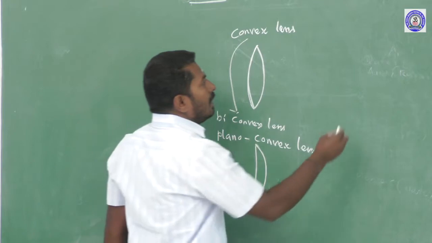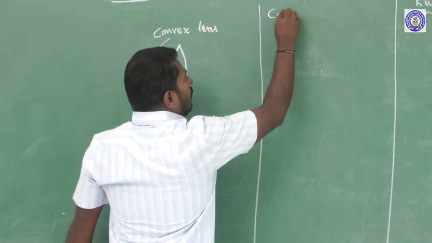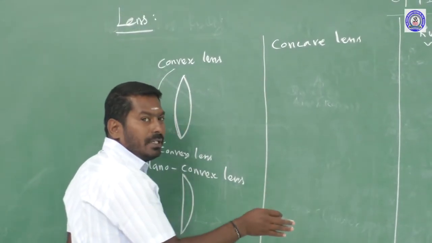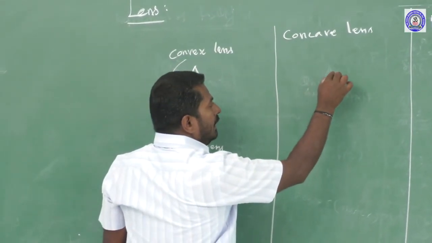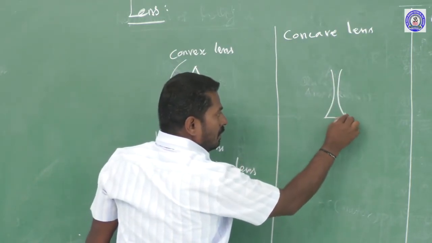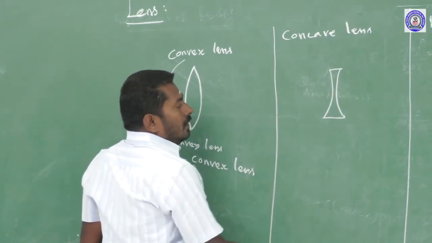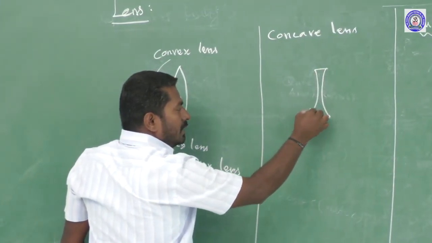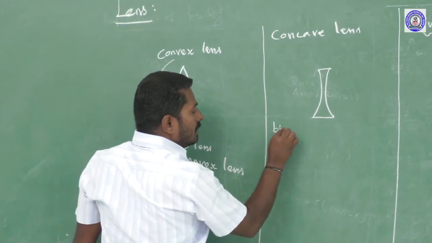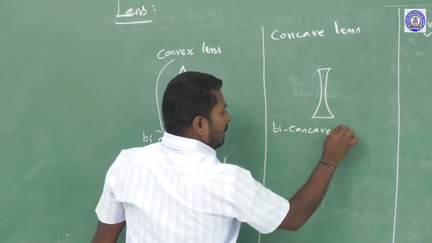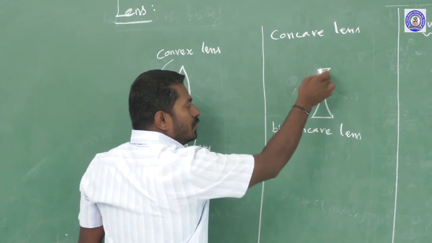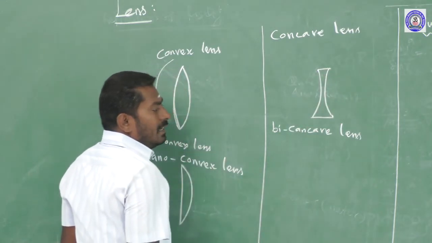Next, another type of lens, the concave lens. A concave lens is made up of a transparent material which is bounded by two spherical surfaces. This is one spherical surface, this is another spherical surface. So this concave lens is also called a biconcave lens, because this material is bounded by two spherical surfaces. That's why it is called a biconcave lens.